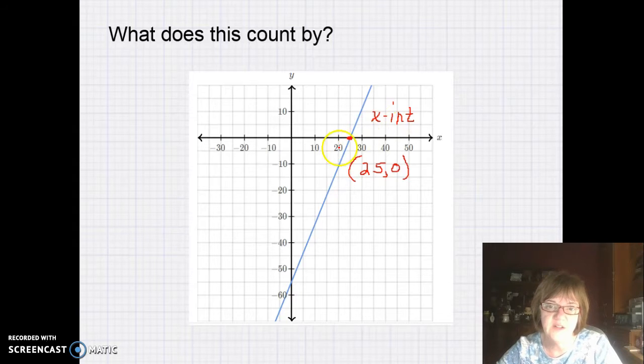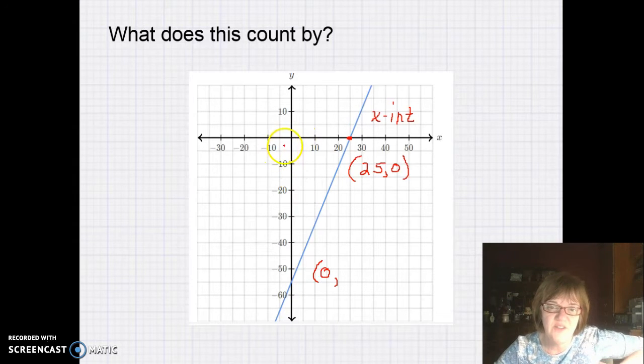Okay, now let's find our y-intercept. Oh, it's down here in the negatives. So our y is going to have a negative answer. What is our x when it's on the y-axis? If it's on the y-axis, x is 0. Now let's see. We were counting by fives.